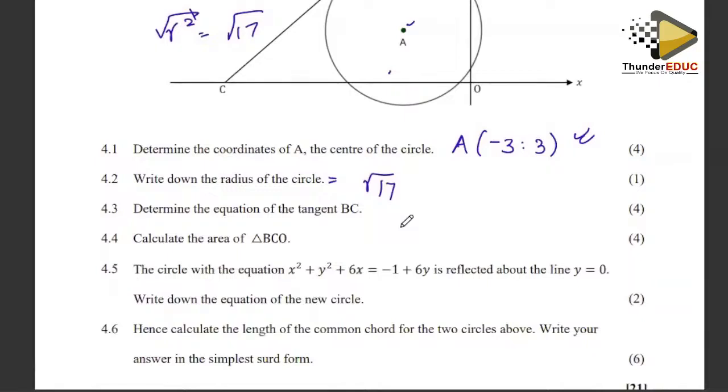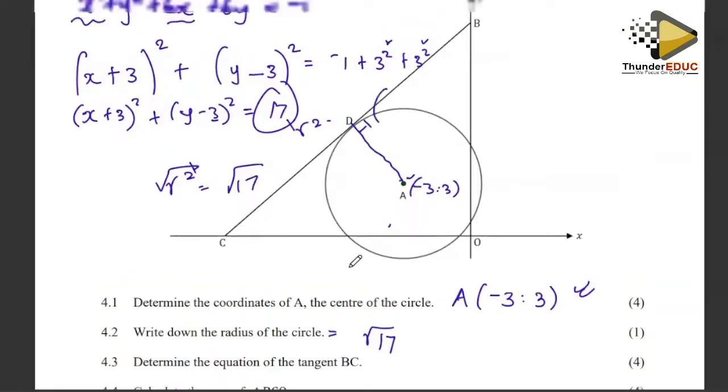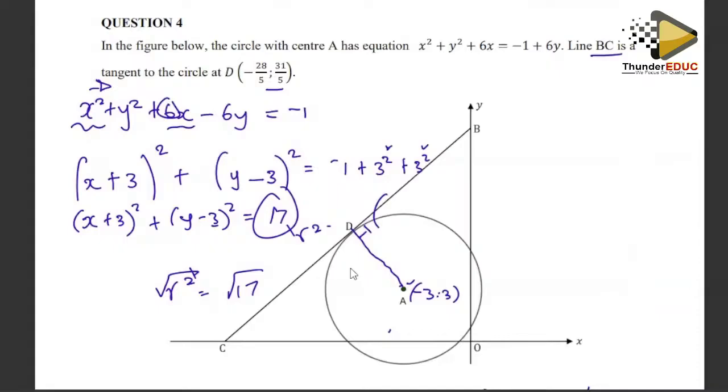All right, then determine the equation of the tangent. Okay, so if this is -3 and 3, we need to draw that sort of a line. We know that the tangent and radius will be perpendicular, okay? We know the coordinates of D to be negative 28 over 5 and then 31 over 5, okay? So let's get the gradient and then multiply it by -1, and then we get our answer.